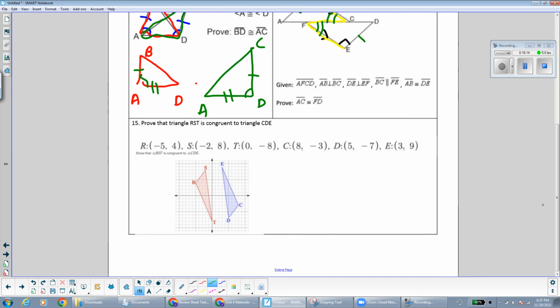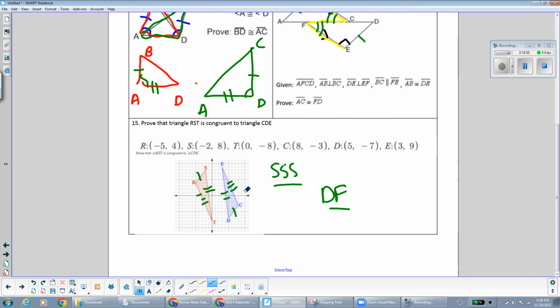I'm not going to do number 15, but I'm going to talk about how you would do it. So when you have a grid and you have coordinates, the best way to show that your triangles are congruent is SSS. You can use the distance formula to show that all the pairs of corresponding sides are congruent. So to show that RS is congruent to CD, to show that ST is congruent to DE, and to show that RT is congruent to CE. So basically, you would find the lengths of all three sides of this triangle and show that they are the same as the lengths of all three sides of this triangle.